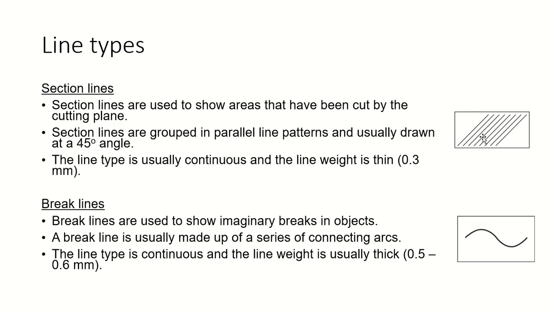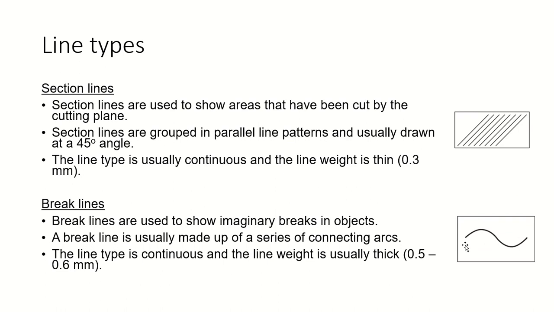All right, the section line. After you cut your object, you're going to have two areas or surfaces exposed to you, and we usually use a 45-degree angle to the horizontal line. So these lines are all at a 45-degree angle to the horizontal line, a group of lines parallel to each other. We call them the section lines, about 0.3 millimeter. Of course, these are continuous, meaning there's no dash, just straight lines parallel to each other, slanted 45 degrees to the horizontal line.